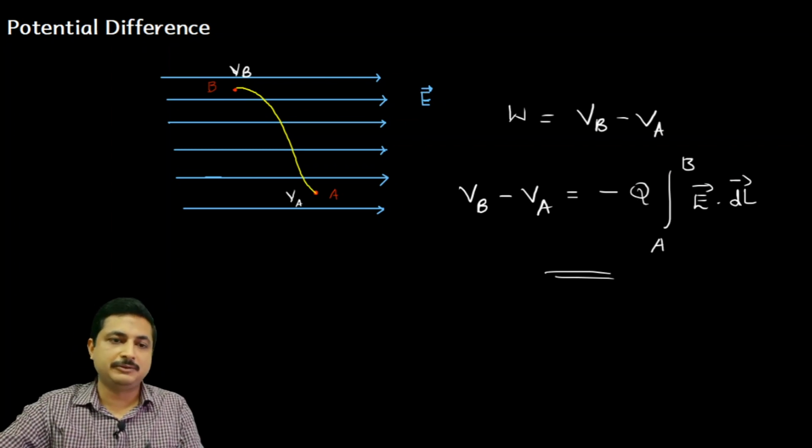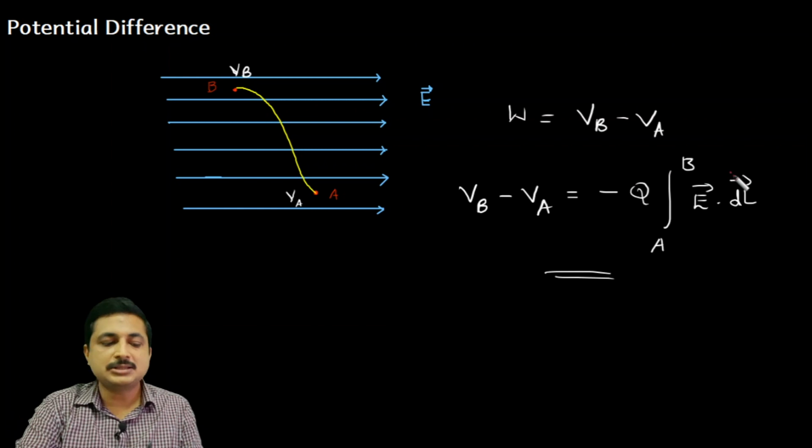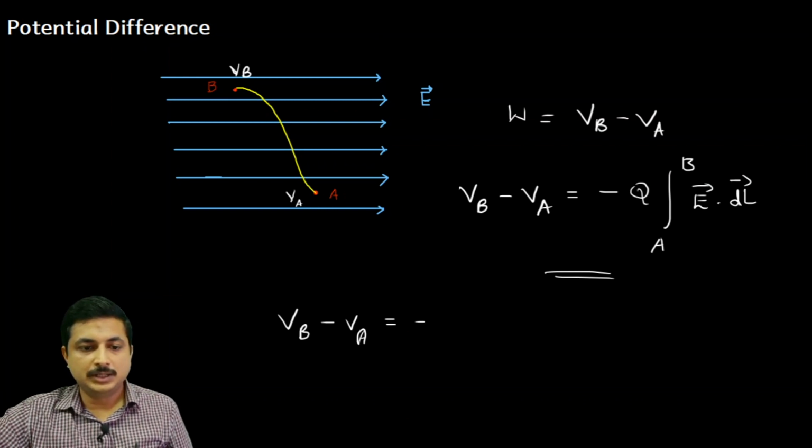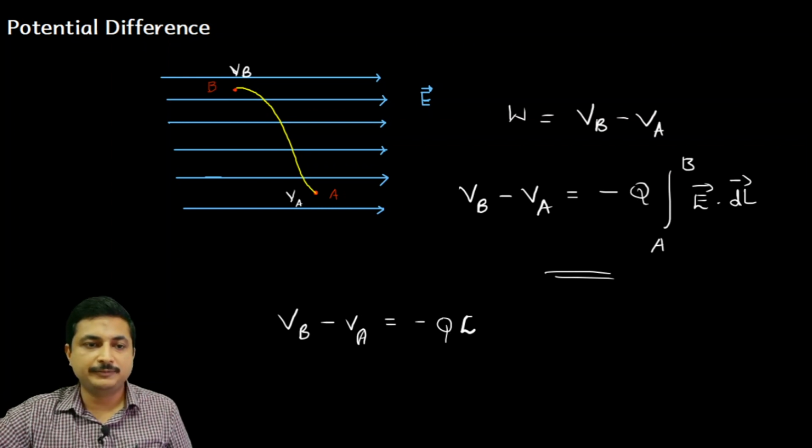If it is a uniform electric field, what is the only difference we'll have? The only difference is that in this expression E will be constant, so this E comes out of the integration. So my expression becomes minus QE integral A to B dl. That's the only difference. So VB minus VA becomes minus Q. E is constant now, meaning I am talking about a uniform field. In a uniform field E will be constant throughout. I remove it from the integral, so I need not evaluate the variation of E with respect to dl. So this becomes integral A to B dl.